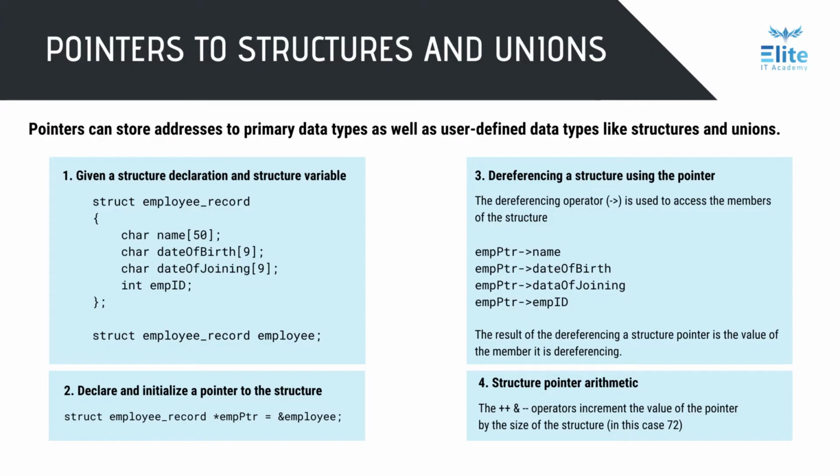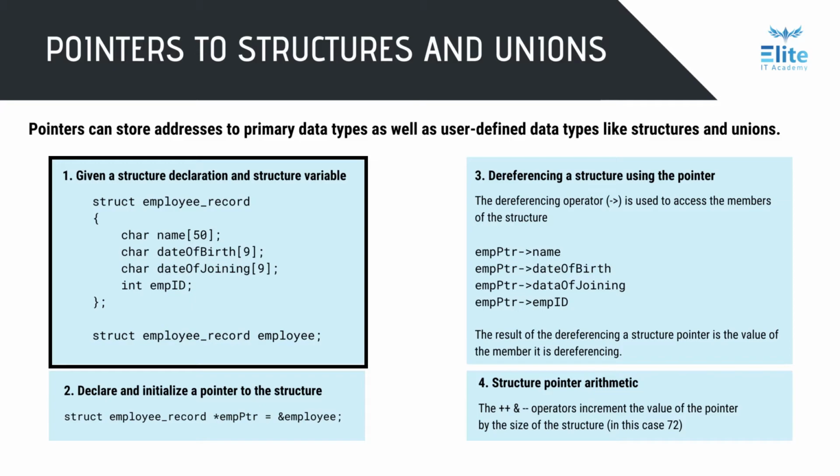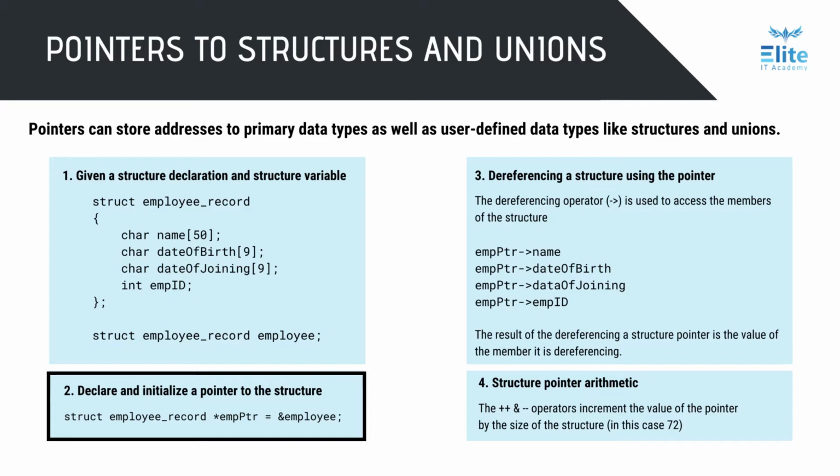We have seen how to use pointers to the basic data types of C and arrays. Let's see how to work with pointers to user-defined data types, that are pointers to structures and unions. As we can see here, we have declared a user-defined structure type called struct employee record, and then declared a variable of that structure type. We then create a pointer to this structure called emp pointer and initialize it to point to the variable employee.